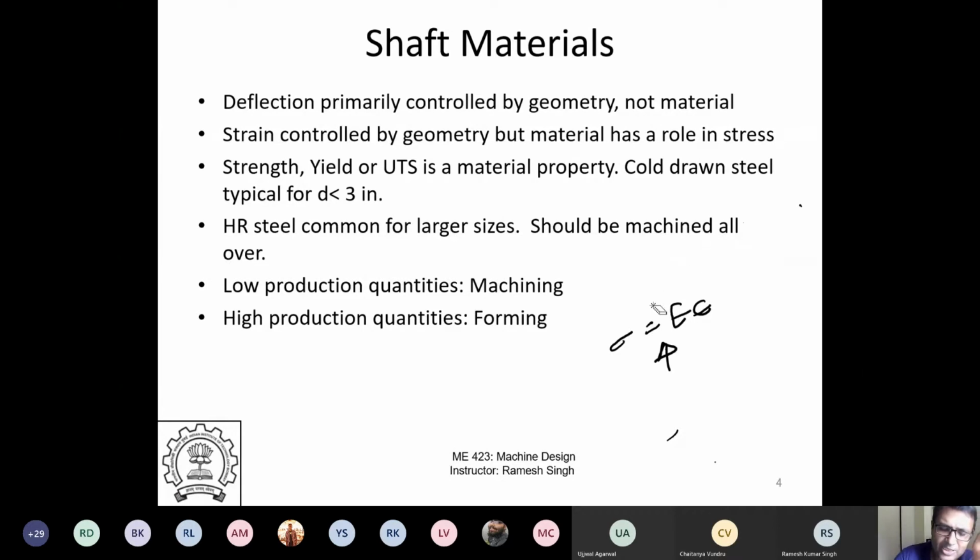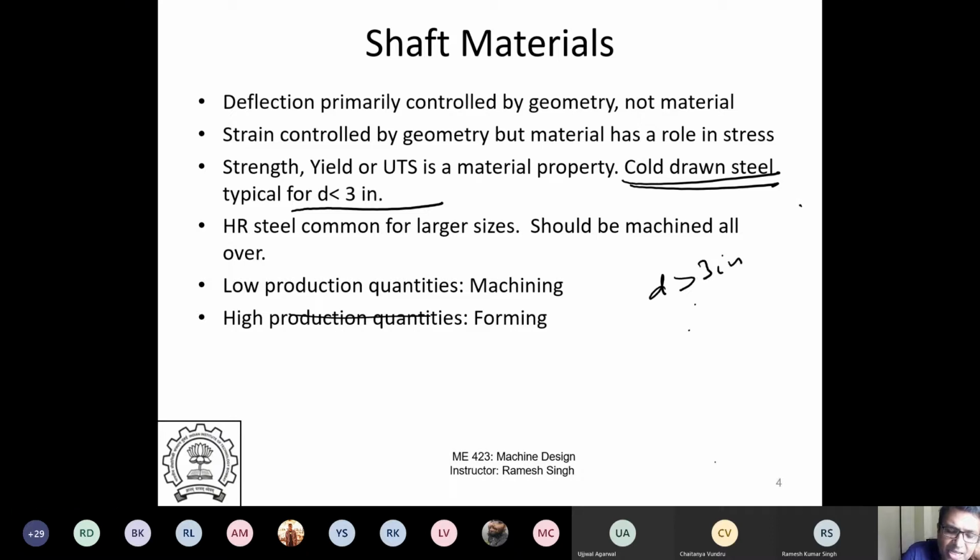But what I showed you here was that in bending you typically say just My over I, and none of these has any material property. The material property kicks in only when it comes to yield. Yield is the property which defines under what condition, what kind of shaft I have to use. So if I have a shaft less than 3 inches, I'll use cold drawn steel. And if D is greater than 3 inches, then I will use hot rolled steel.